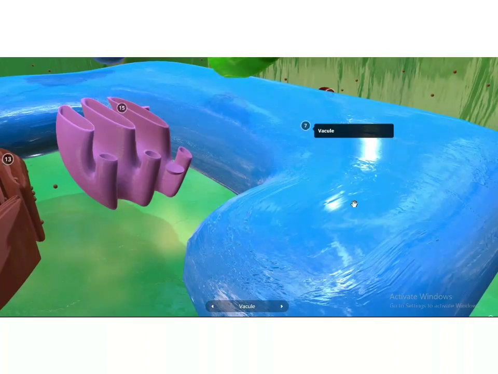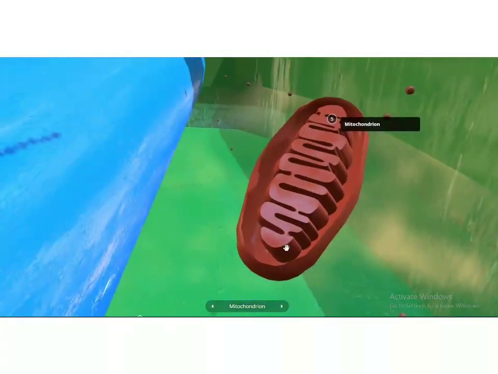Now let's see the mitochondria. Here it is. This is the mitochondria, also known as the powerhouse of a cell. It is the source of all energy. It has two layers. This is the smooth outer layer, and this is the inner layer. The inner layer is made of folded, finger-like layers, which are called cristae.